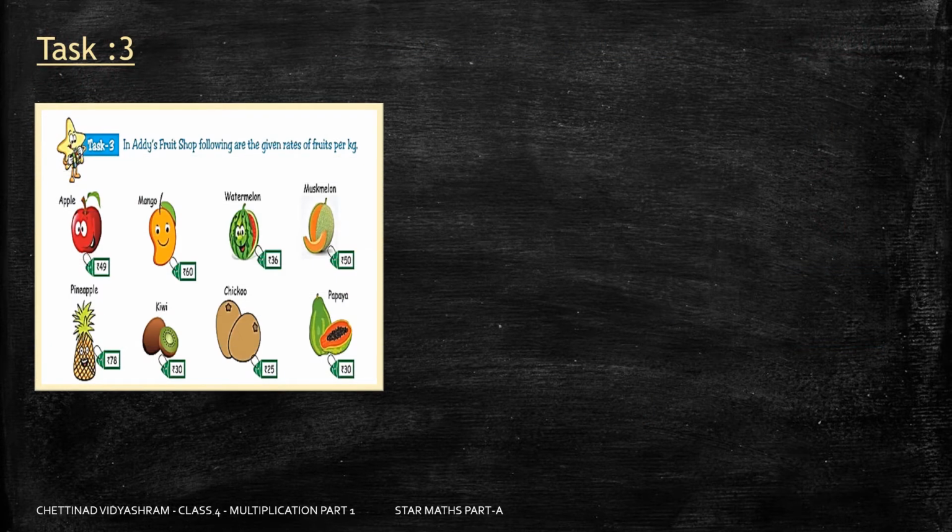Task 3. In Andy's fruit shop, following are the given rates of fruits per kg. So they are given some fruits along with a price tag. Okay. So he has gone to the fruit shop and bought a few fruits, it seems. All the prices are per kg. Per kg means for 1 kg, 1 kilogram. Price for 1 kilogram. Okay, let us see the first sum.